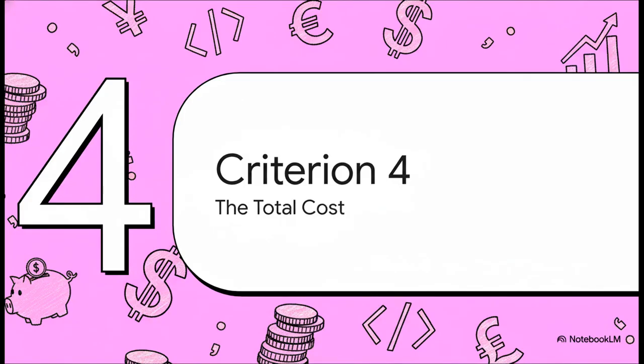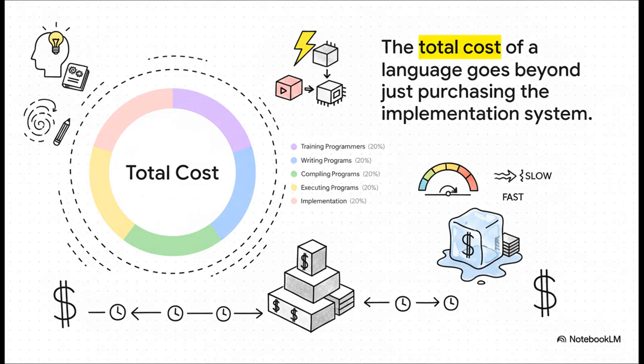And that brings us to our 4th and final criterion, which is maybe the most practical one of all: the total cost. Now, when we say cost, we're not just talking about how much you pay for a compiler. The total cost is way bigger. It includes the time and money it takes to train programmers, the cost of actually writing the code, which is directly tied to writability, and the cost of running the program. A slow program that hogs memory can be incredibly expensive in the long run.